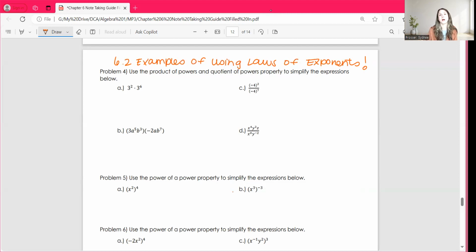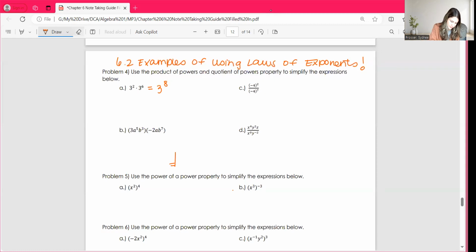So remember, product of powers, when we see that we are multiplying variables or multiplying common terms, we add the exponents. So 3 squared times 3 to the 6th is going to give me 3 to the 8th because I'm adding my exponents. We can do 3 to the 8th in a calculator, and we're going to get 6,561 as our answer.